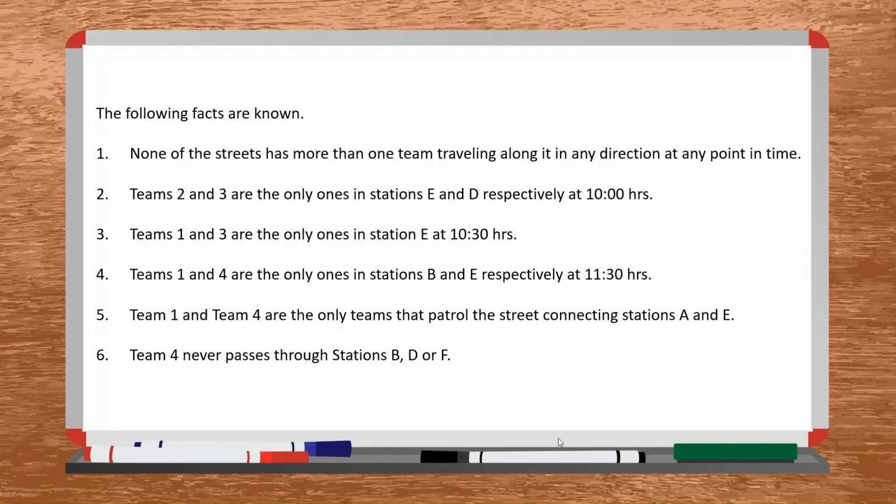Then statements 5 and 6 are again universal statements. That means we need to be cautious that these statements are followed whenever we are trying to assign any value to any of the teams. So team 1 and team 4 can only patrol the street connecting stations A and E. The other two teams, 2 and 3, will not come on this particular street. Also, team 4 will never pass through stations B, D and F. That is almost half of the stations it will never cross.